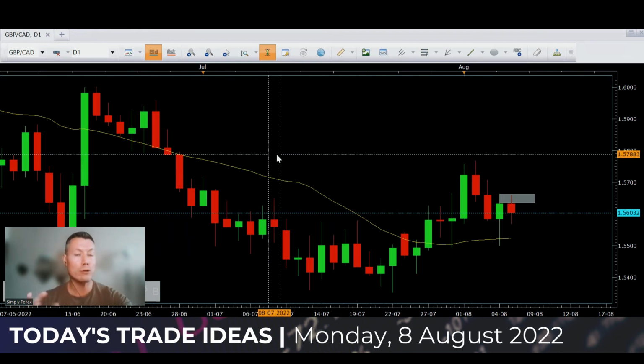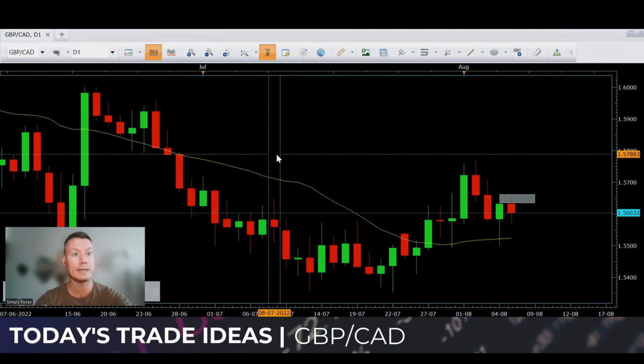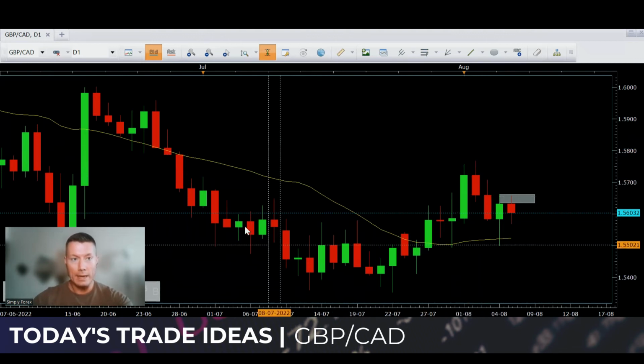So yes, it's tricky markets to trade at the moment, but I have managed to find one particular pair, and it's this. It's the pound against the Canadian dollar, okay? And we were looking to buy this last week as well. So let me explain why we're looking to buy this pair.